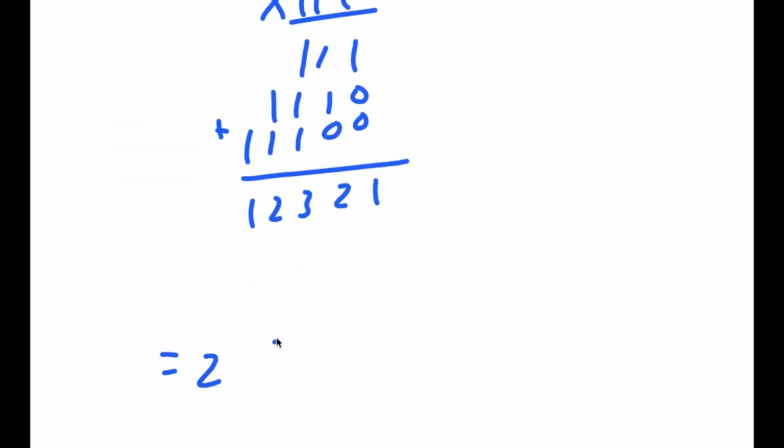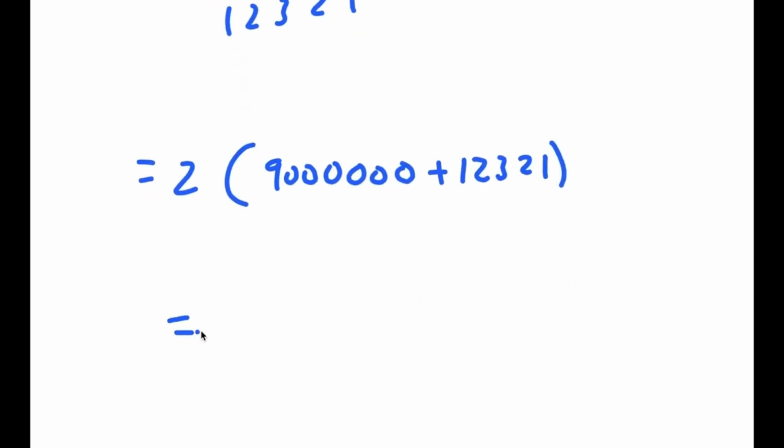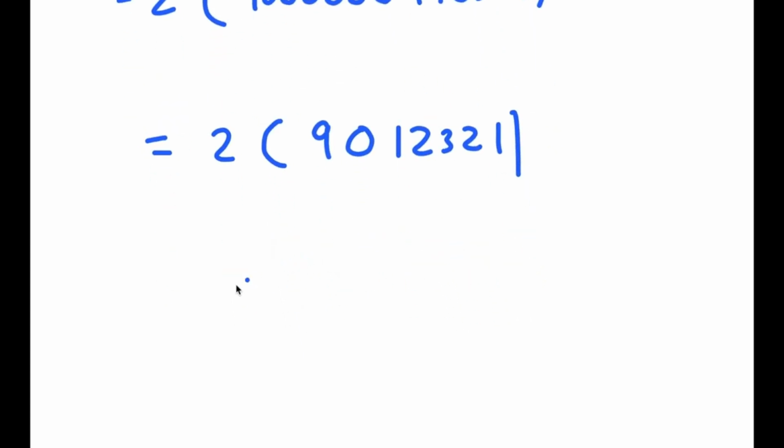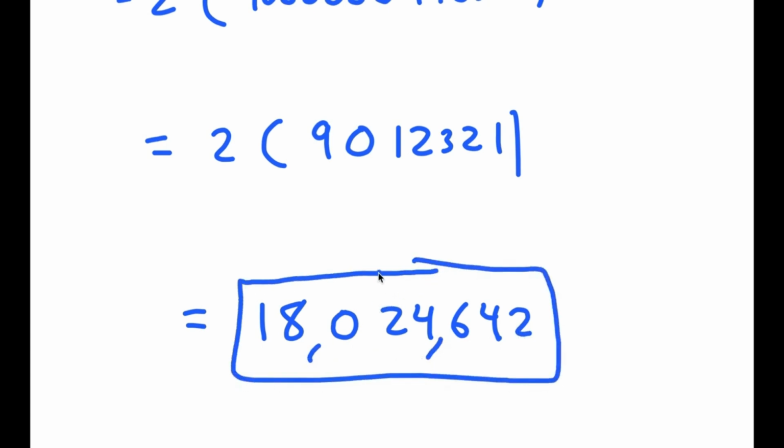So I have 2 times (9 million plus 12,321), which is just 2 times 9,012,321. So 2 times this is going to be 18,024,642. So this is my solution to this problem.